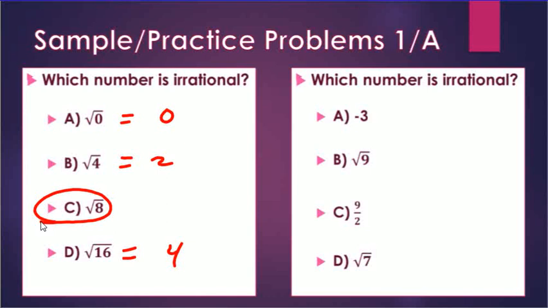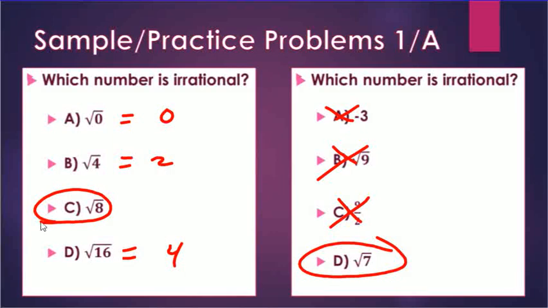The other one: negative 3, square root of 9, 9 halves, and the square root of 7. Negative 3 is an integer, so it can't be this one. Square root of 9 is 3, so it can't be that one. 9 halves is 4.5, a decimal that ends. It's a fraction, so that's rational. The only choice is D, square root of 7.